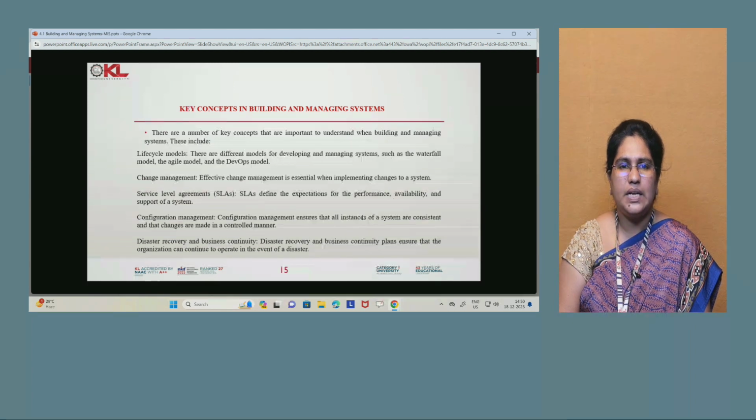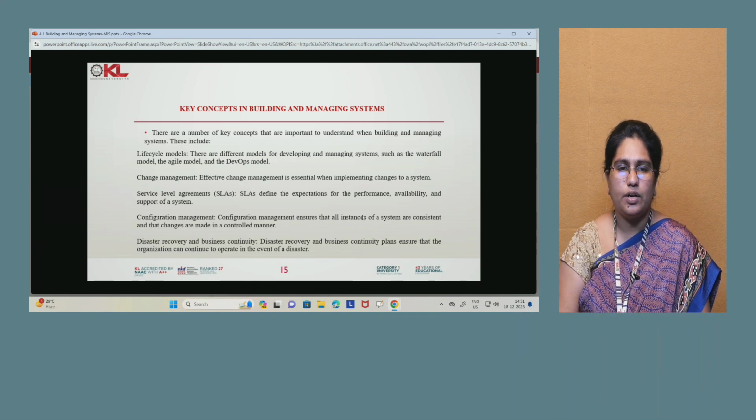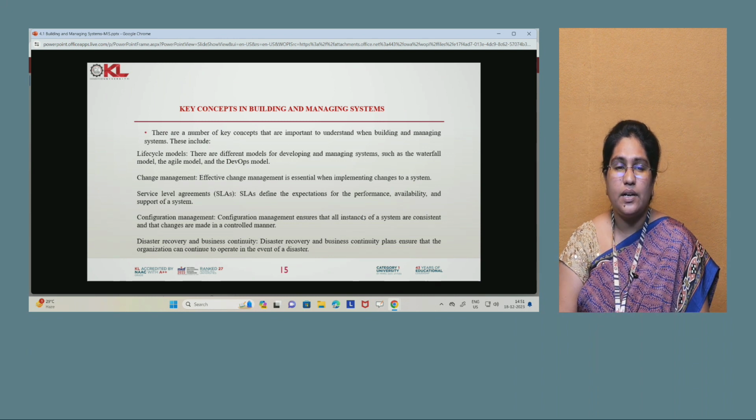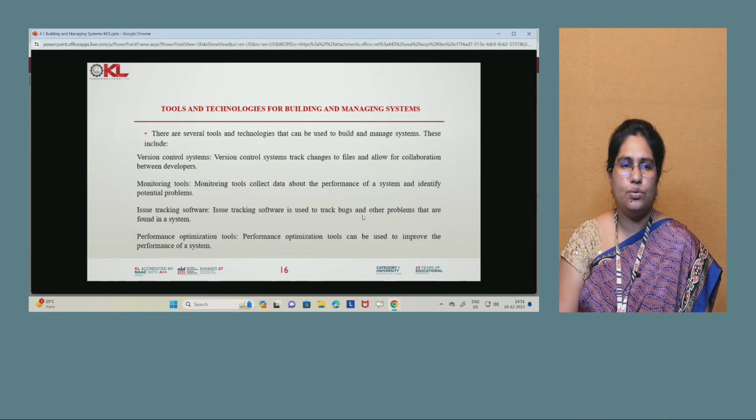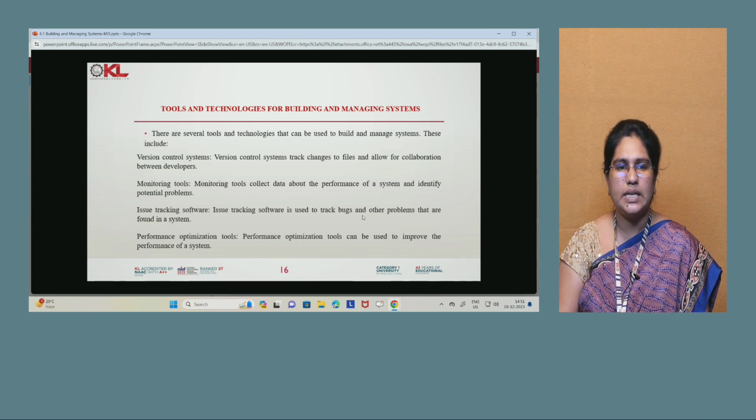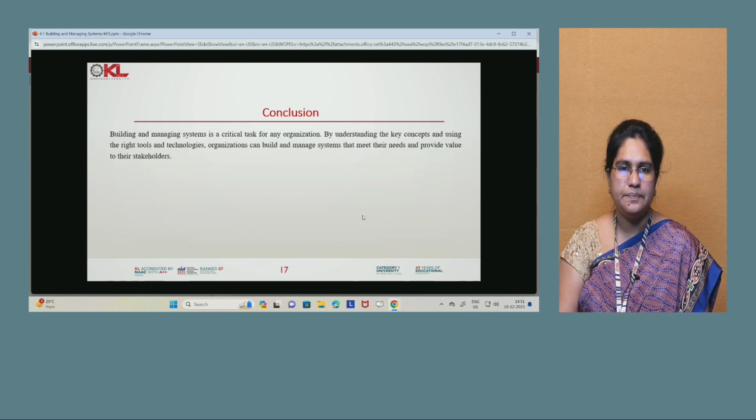There are a number of key concepts that are important to understand when building and managing systems. They include life cycle models, like I said, the waterfall model, agile model or DevOps. Change management and service level agreements are needed, and configuration management is also needed, as well as disaster recovery and business continuity. These are the key concepts. And tools and technologies we also discussed: version control systems, monitoring tools, issue tracking systems, and performance optimization tools also involved in this session.